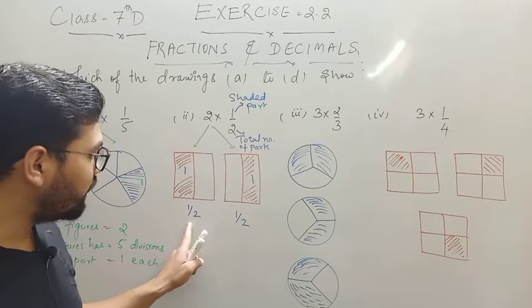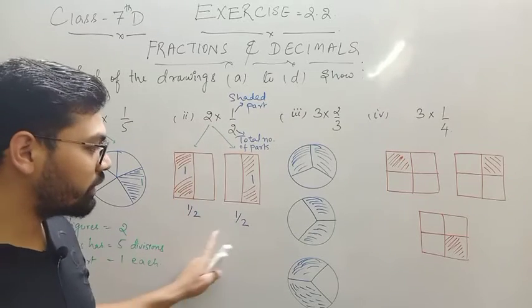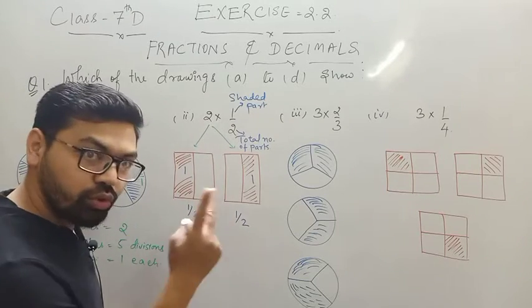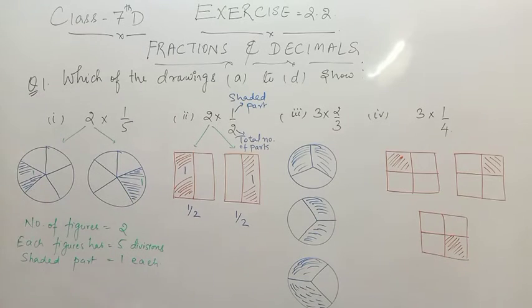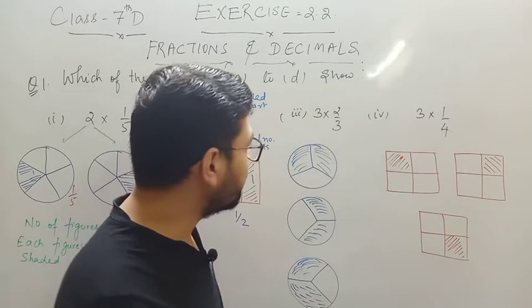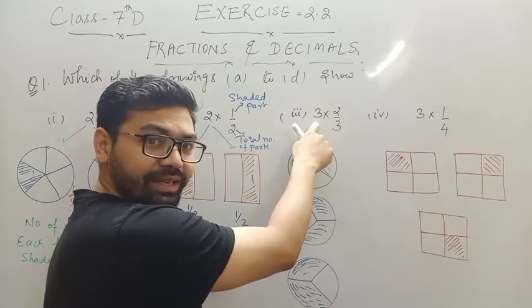So how many halves are there? 2, 1 by 2 are there. So beta, 1 and 2. So 2 है ना आपके पास 1 by 2. Similarly you can say 1 by 5, 1 by 5, 1 by 5 and 1 by 5. So how many 1/5s are there? 2.